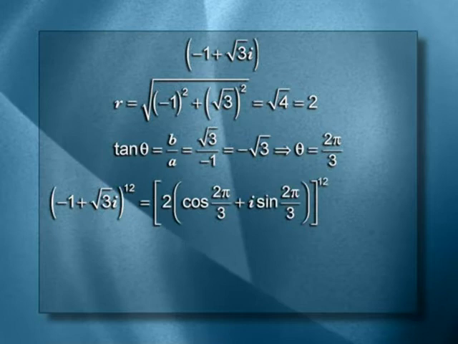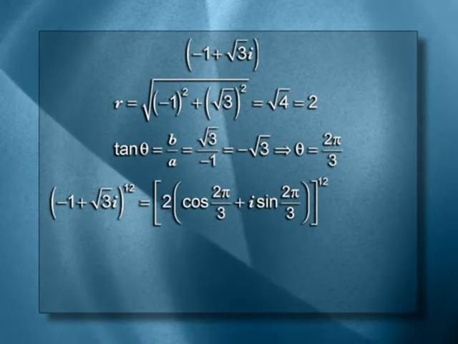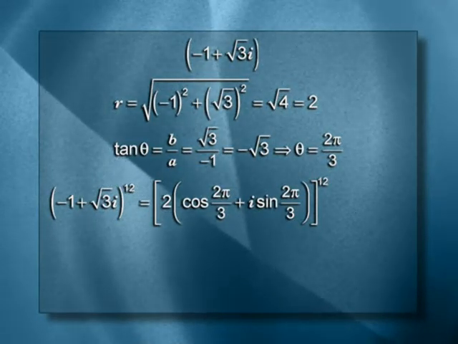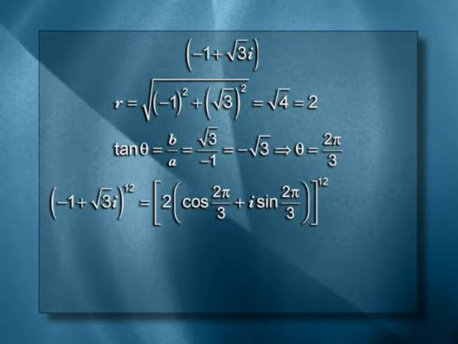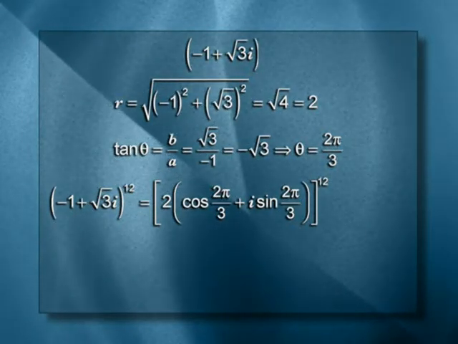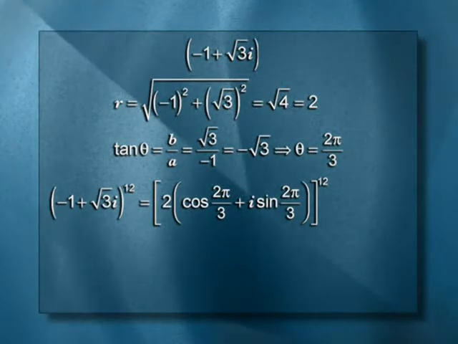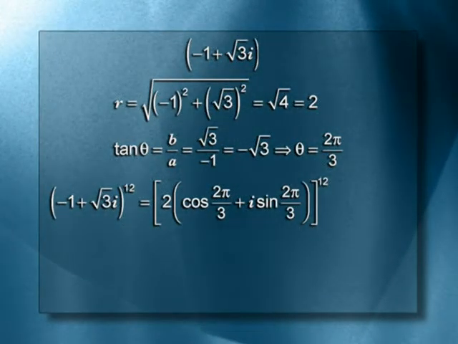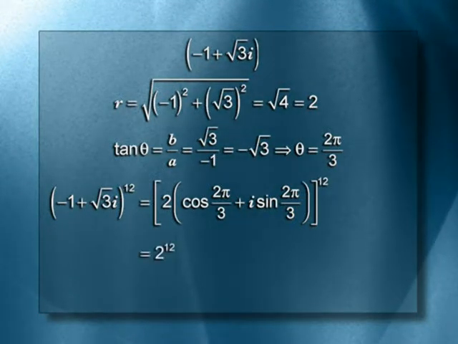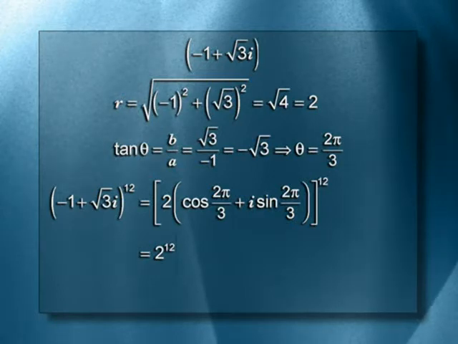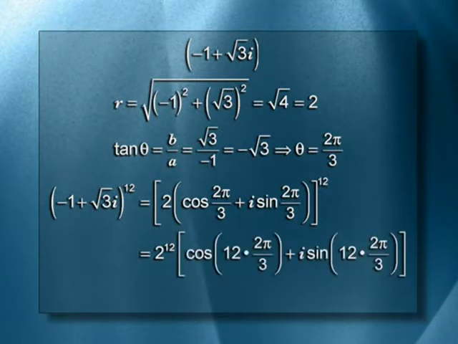All right, in trigonometric form, it's 2 times the quantity cosine 2 pi over 3 plus i sine 2 pi over 3, and that whole thing gets raised to the 12th power. What did de Moivre's theorem tell us to do? Well, the modulus part, the 2, just gets raised to the 12th. That's easy. And what about the angle? Well, it's cosine 12 times the original angle. So it's 12 times 2 pi over 3 plus i sine 12 times 2 pi over 3.